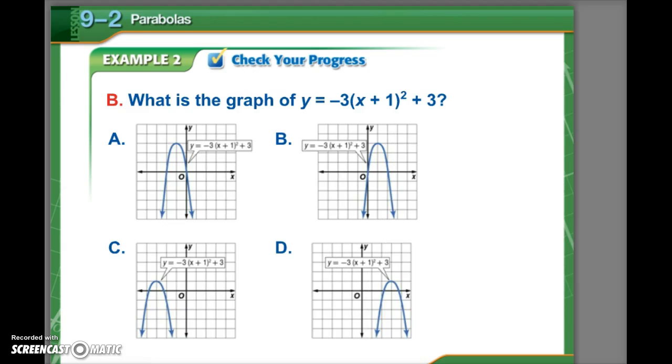Okay, so for part B, now we're going to find the graph of -3 times x plus 1 squared plus 3. And realize it's going to be the exact same graph as part A, it's going to have a different vertex. So figure out where the vertex is and then figure out which graph would be the correct graph for this one. When you have your answer, go on to the next slide.